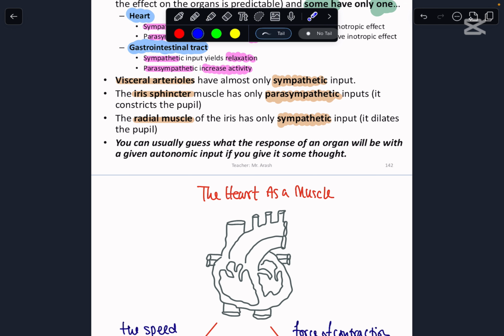A sphincter muscle's job is usually to constrict things. As you can see, this muscle constricts the pupil. Radial muscles increase the radius, so these ones actually dilate the pupil.